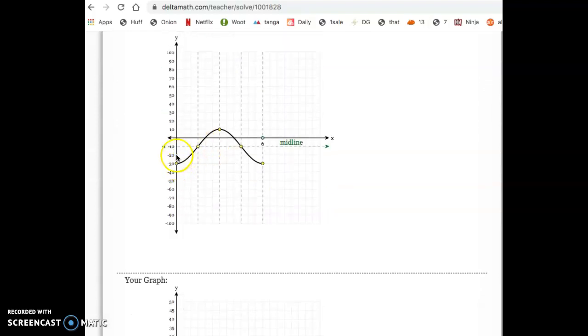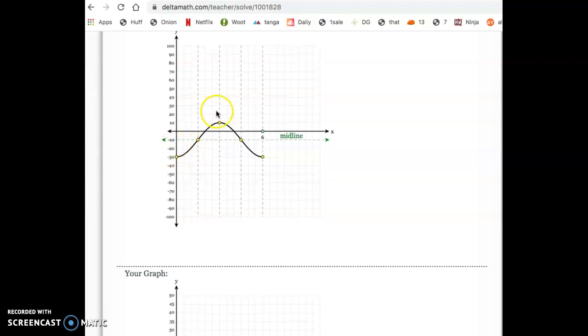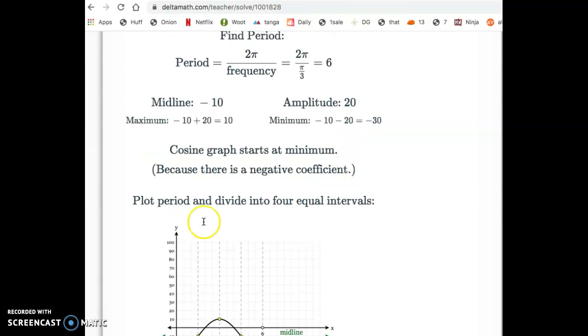So see how they spread it out? They made their interval 10. Doesn't matter either way, as long as you have your 5 points and it works, and you're all set.